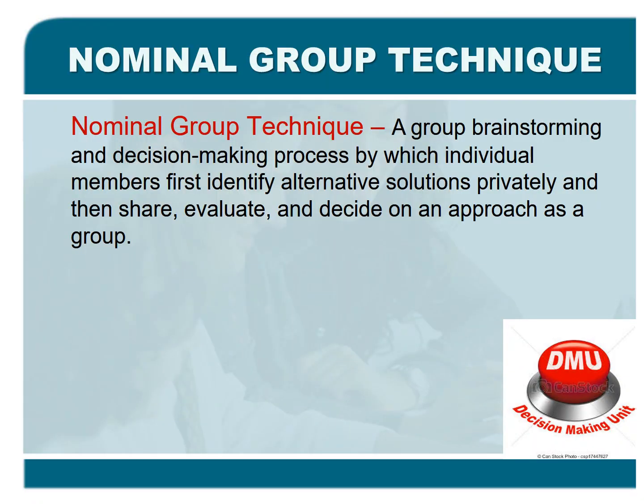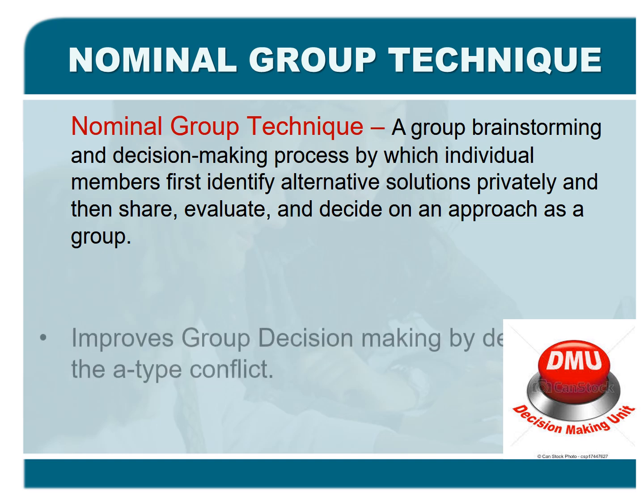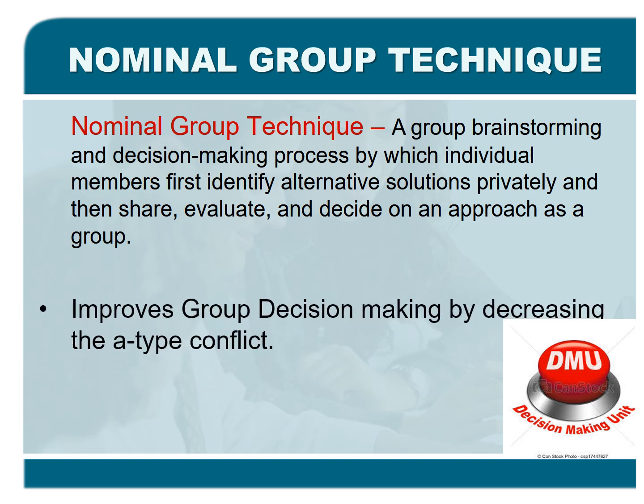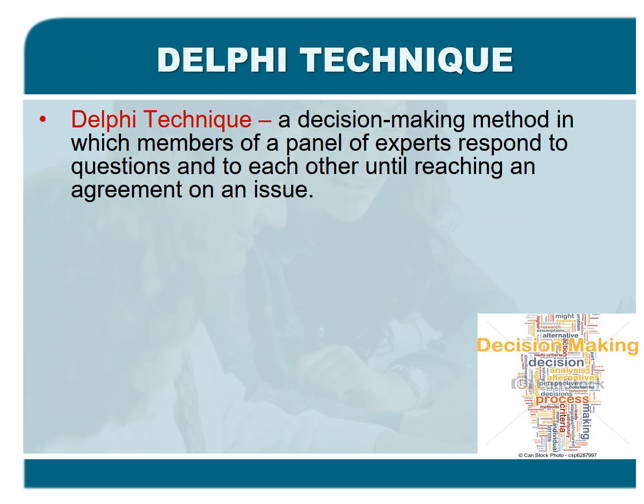Nominal group technique is a group brainstorming and decision-making process in which individual members first identify alternative solutions, and then they share them, evaluate them, and decide on an approach as a group. It helps group decision making by decreasing the conflict.